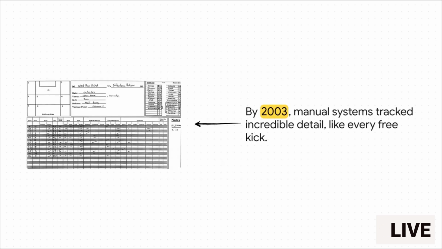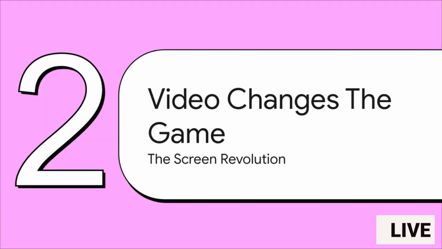And these methods got surprisingly sophisticated really fast. By the early 2000s, those simple tallies had evolved into these incredibly detailed manual systems. Look at this one. This sheet from a 2003 match is tracking just one thing, free kicks. But look at all that detail. It's got the zone on the pitch, the type of delivery, was it an in-swinger or an out-swinger, and the final outcome. And someone was doing all of this by hand in real time. Just wild.